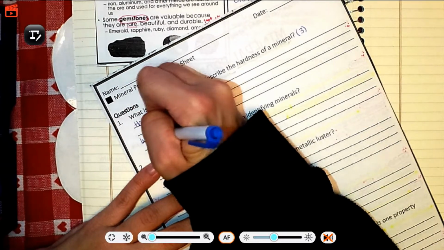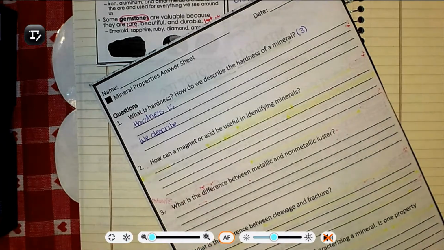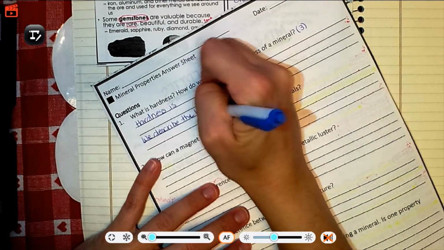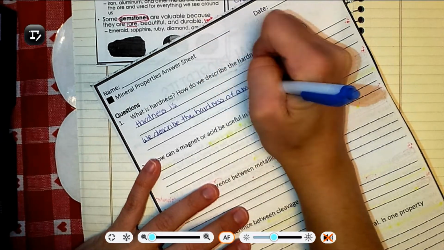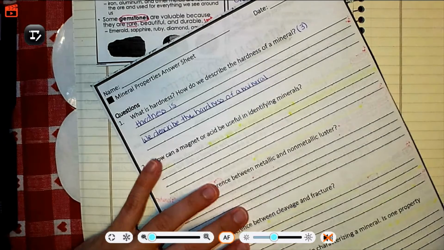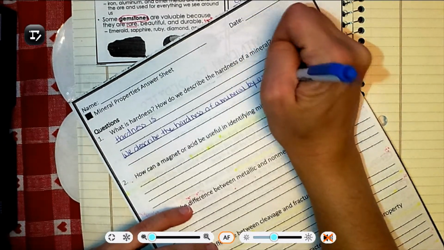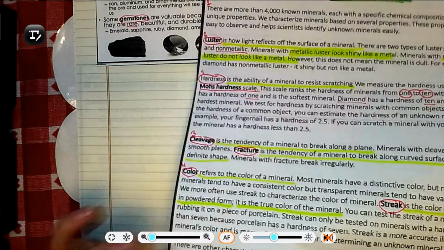How do we describe the hardness of a mineral? You can remember to pause this video at any time to do the work in between. So we describe the hardness of a mineral by using... you tell me. How can a magnet or acid be useful in identifying minerals? That was on paragraph 5, that last one.